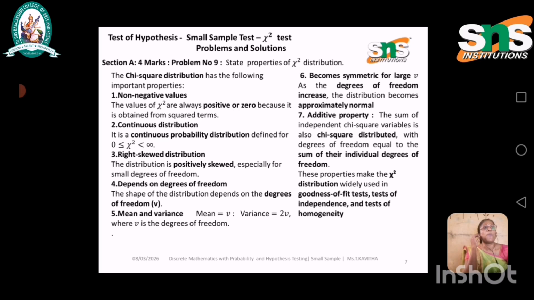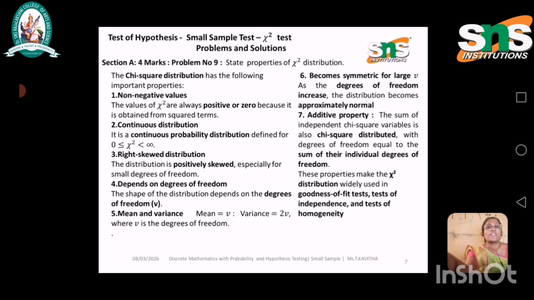These are the properties of the chi-square distribution. It has non-negative values, it is a continuous distribution, right skewed, depends on degrees of freedom, and has a mean and variance. It becomes symmetric for large degrees of freedom, and has an additive property. These properties make the chi-square distribution widely used in goodness of fit, test of independence and test of homogeneity.